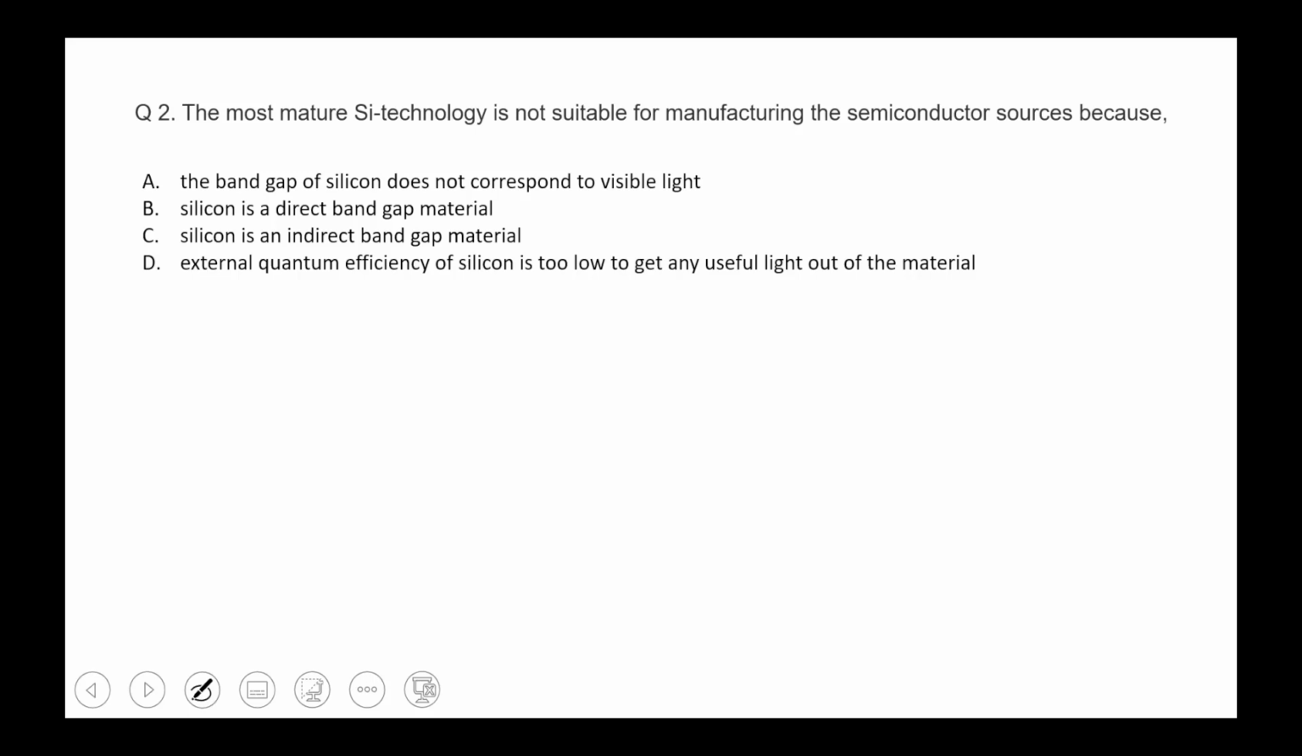Are you aware of that? Yes, sir. Wavelength equals 1.24 divided by band gap, sir. So the band gap of silicon is 1.1 electron volt. Then which wavelength is detected by silicon?